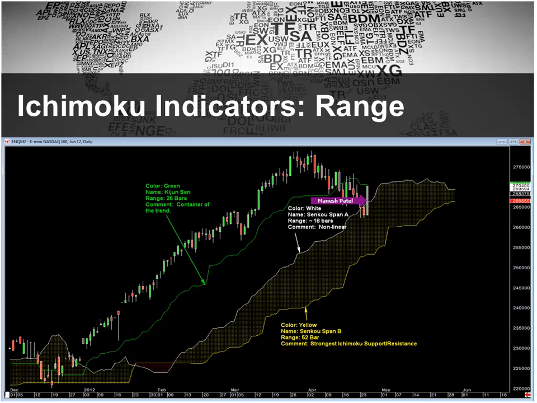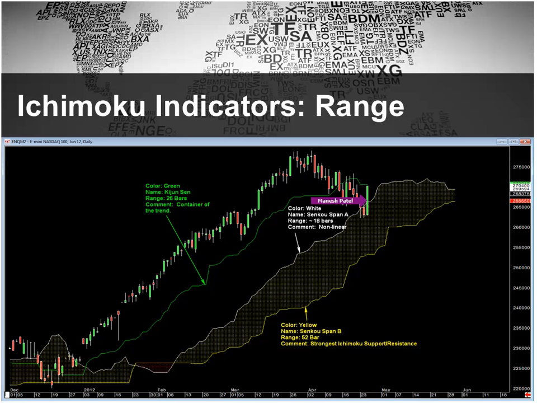So if you think about this yellow line here, which is right below the current price, this calculation is basically 26 bars ago, and then it goes back another 52 bars to find the range. So this is over 70 plus bars of range right here. Okay, so you could see everything that's going on.